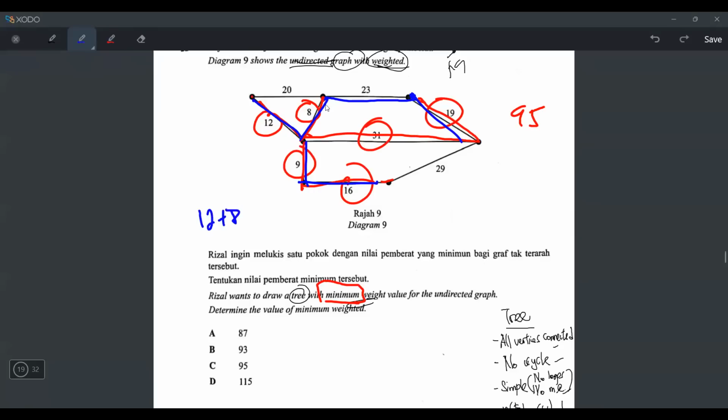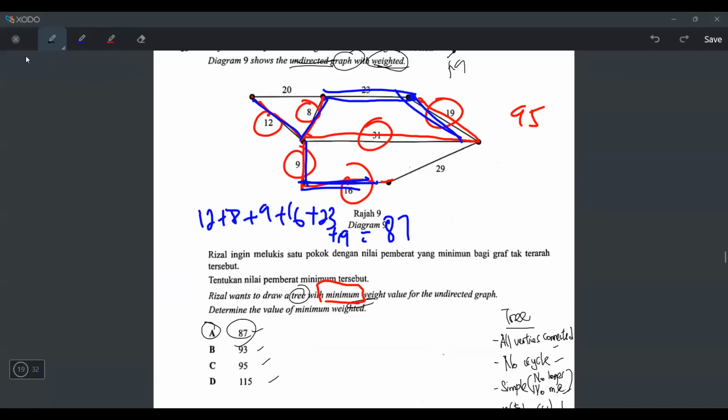12 plus 8, plus 9, plus 16 which is here, plus 23, plus 19. Let's see what I get if I add all this. Pressing the calculator: 12 plus 8 plus 9 plus 16 plus 23 plus 19. I got 87, which is the smallest option among ABCD. So confirm A is the answer. It means there's no other answer smaller than 87, because this is the smallest option and I got 87. So that's the answer.